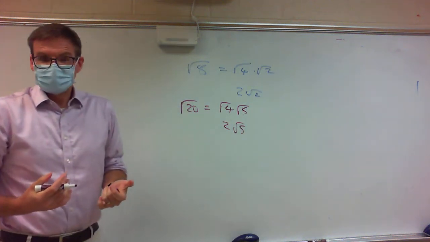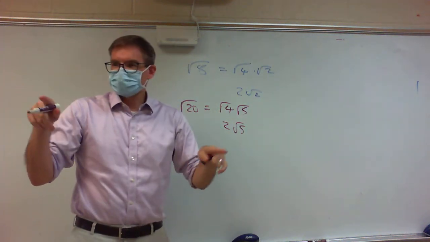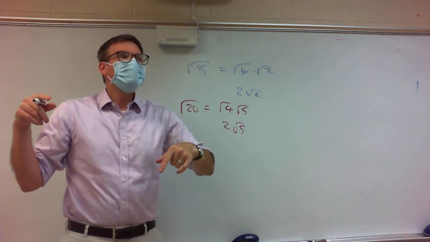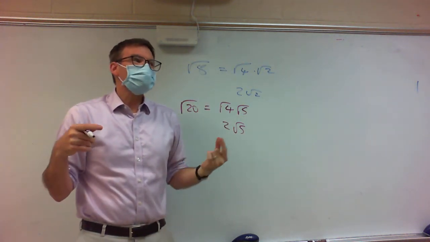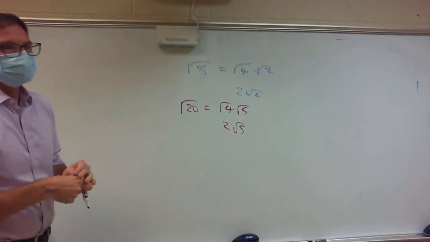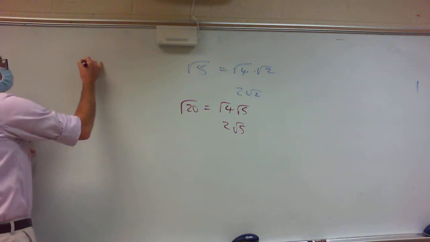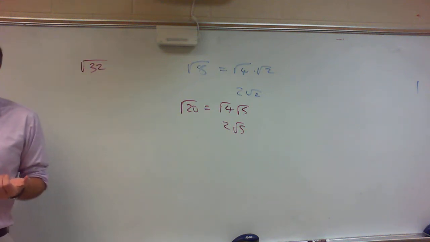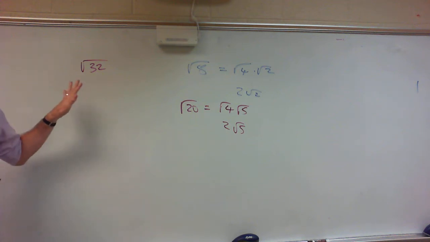Just curious, I can do a quick survey. Is this how y'all were taught to do it, or were you taught to do it with the little factor tree? Okay, so the problem with the trees is those trees can get really long, right? What if I do something like the square root of 32? Then those trees get really long, don't they? Now, there are 2 ways to deal with the square root of 32.